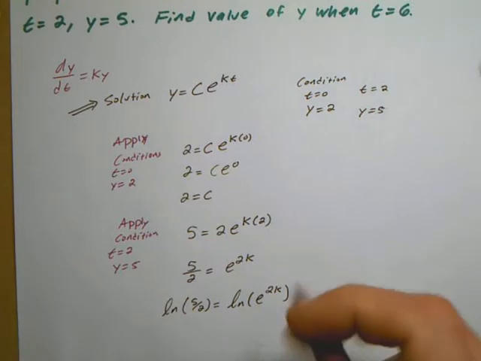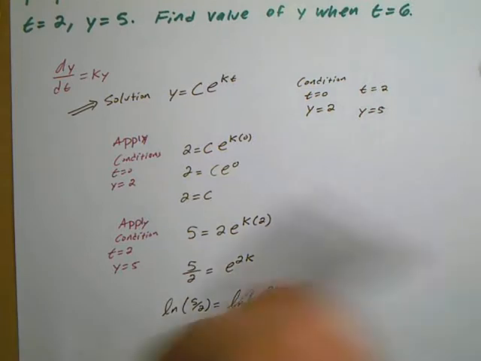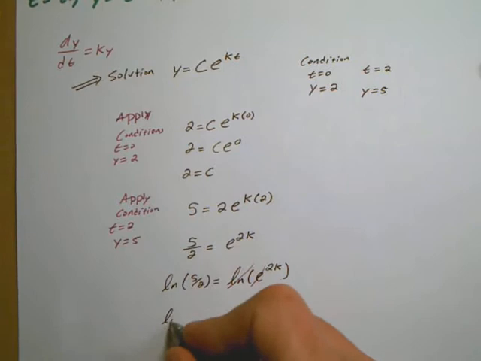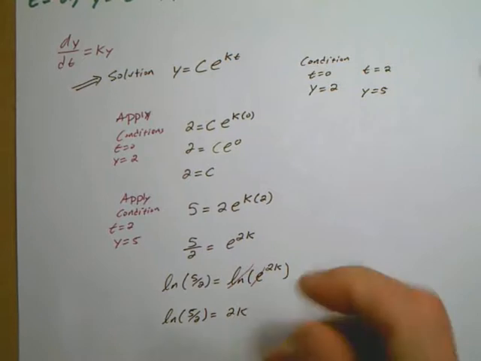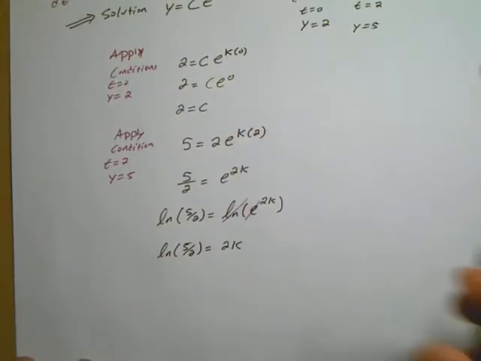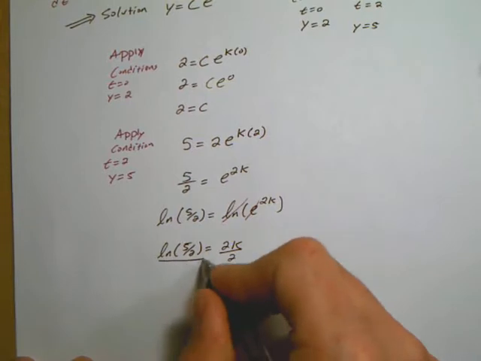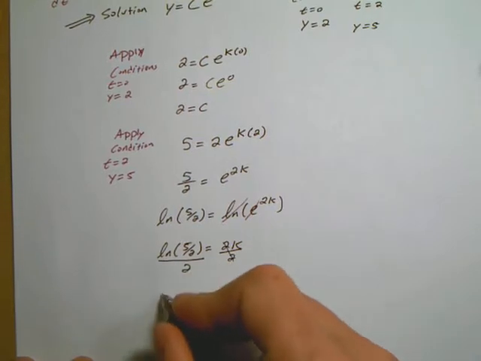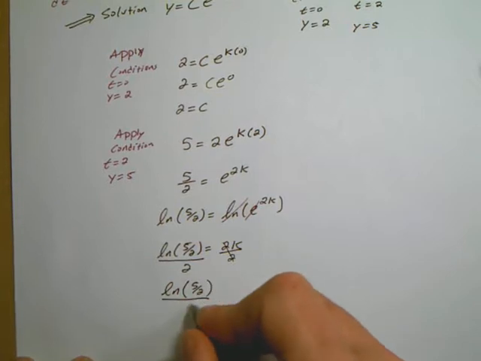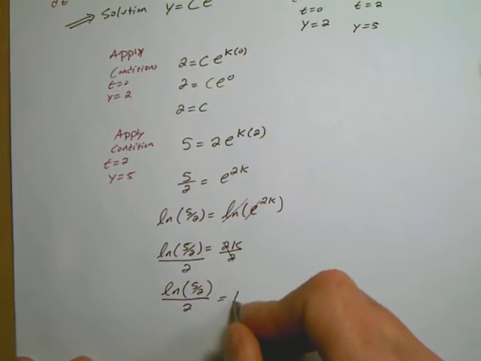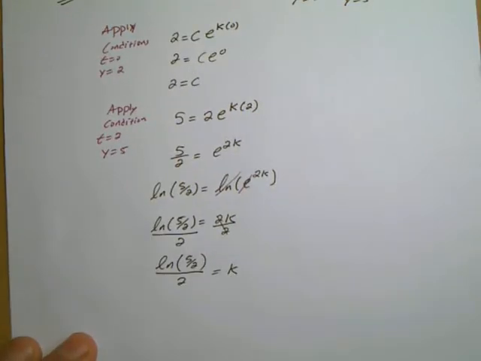From here I go ahead and take ln of both sides, so it's going to be ln of 5 over 2 equals ln of e to the 2k. I go ahead and cancel off the ln and the e. So what I have is ln of 5 over 2 equals 2k. I go ahead and divide both sides by 2. So my k value is going to be ln of 5 over 2 all divided by 2.